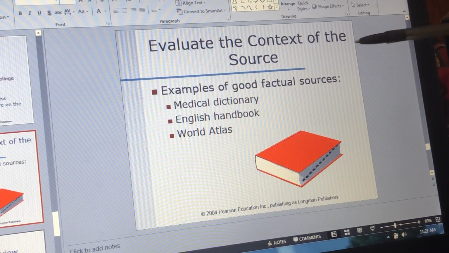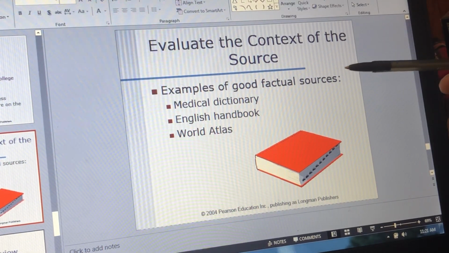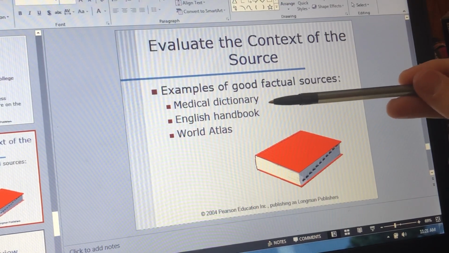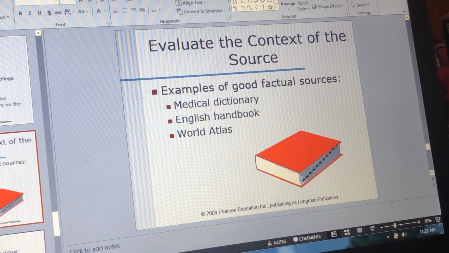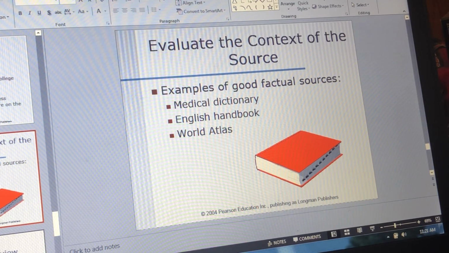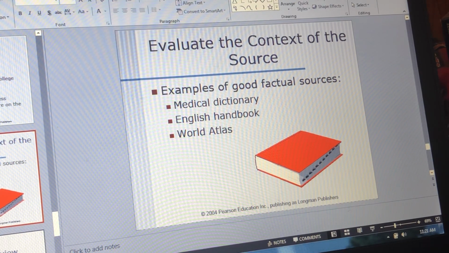Okay. All right, so here's some places you can get some factual sources. Medical Dictionary, English Handbook, the World Atlas, all right? We'll talk more about sources in our next essay and talk about other places to find good factual sources, expert opinions, people who you can use to back up your claims.